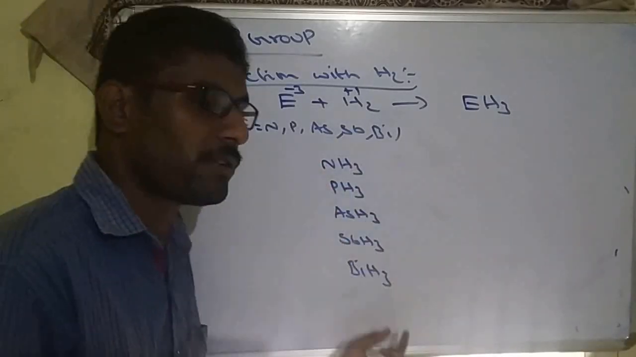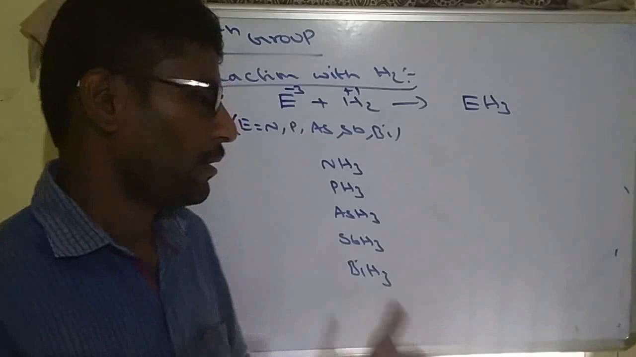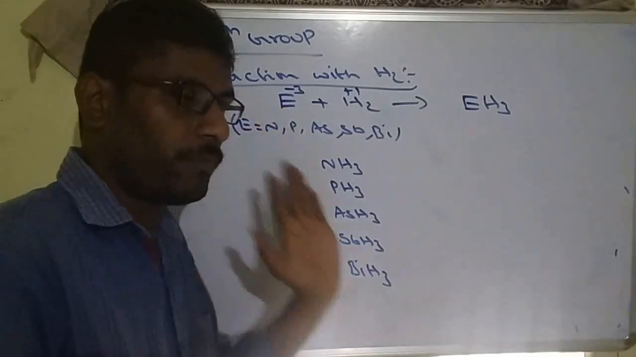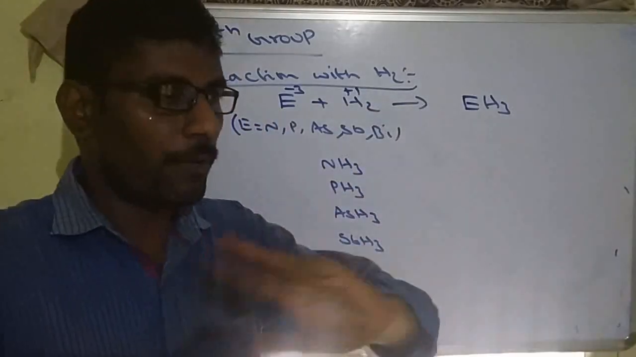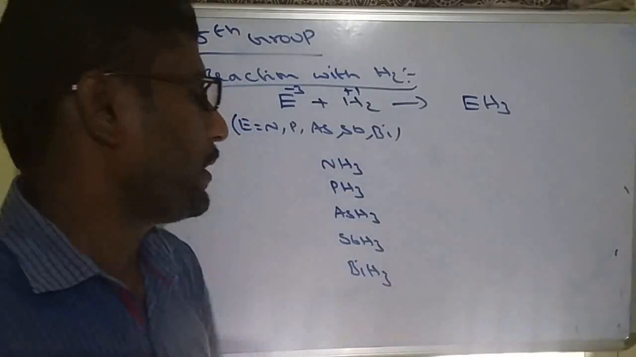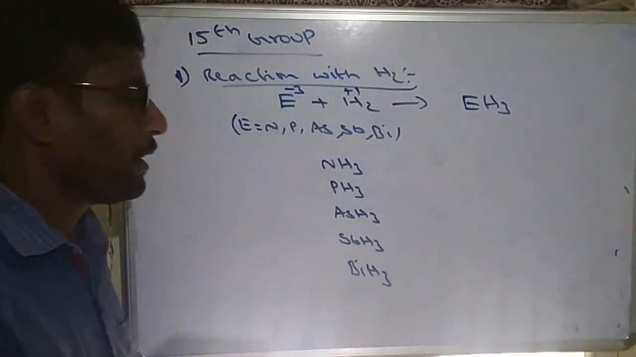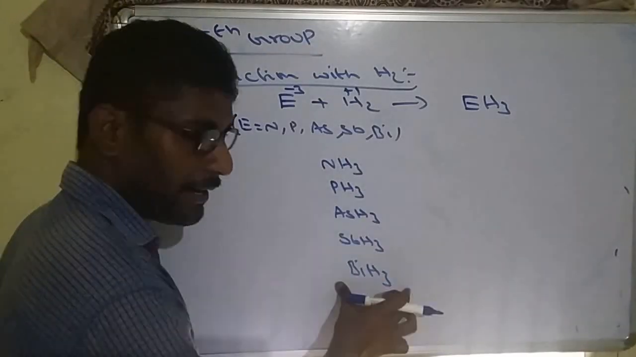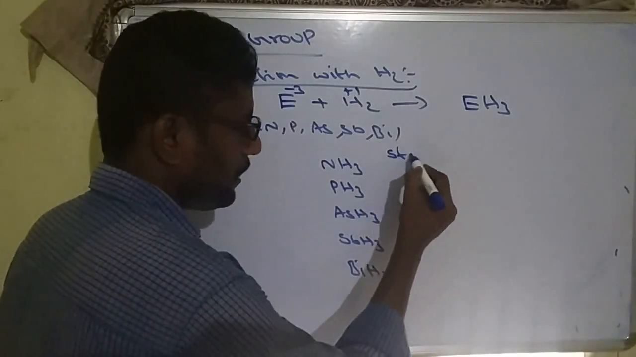So the properties of these hydrides are the most important. Not only for the 15th group, but for any of these three groups, 15, 16, 17. So what are the properties? So these are the hydrides. The first property is stability.